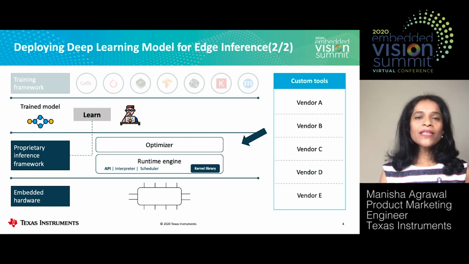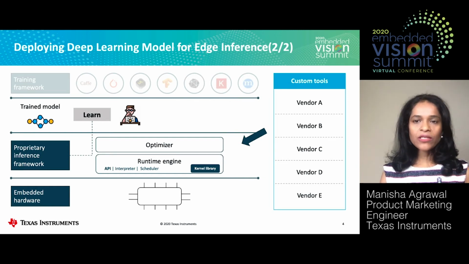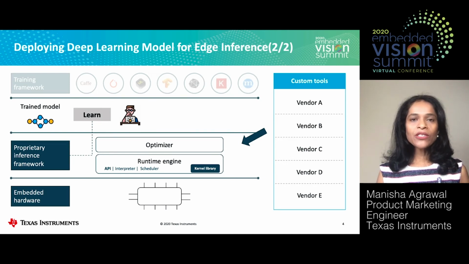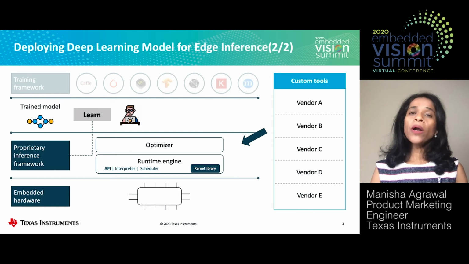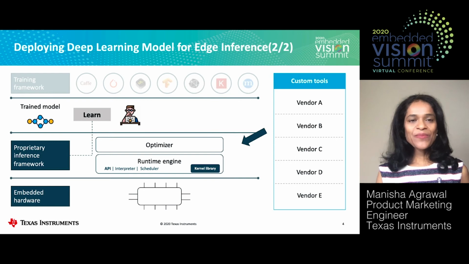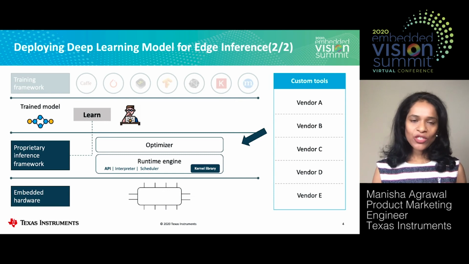So the optimizer, as the name suggests, optimizes your trained floating point model to the hardware specific optimized model artifacts. The optimization step may include hardware independent optimizations, hardware specific optimizations, and floating point to fixed point model conversion, which is nothing but quantization. Model optimization can happen ahead of time or during runtime. When it happens during runtime, then it becomes part of the runtime engine itself.